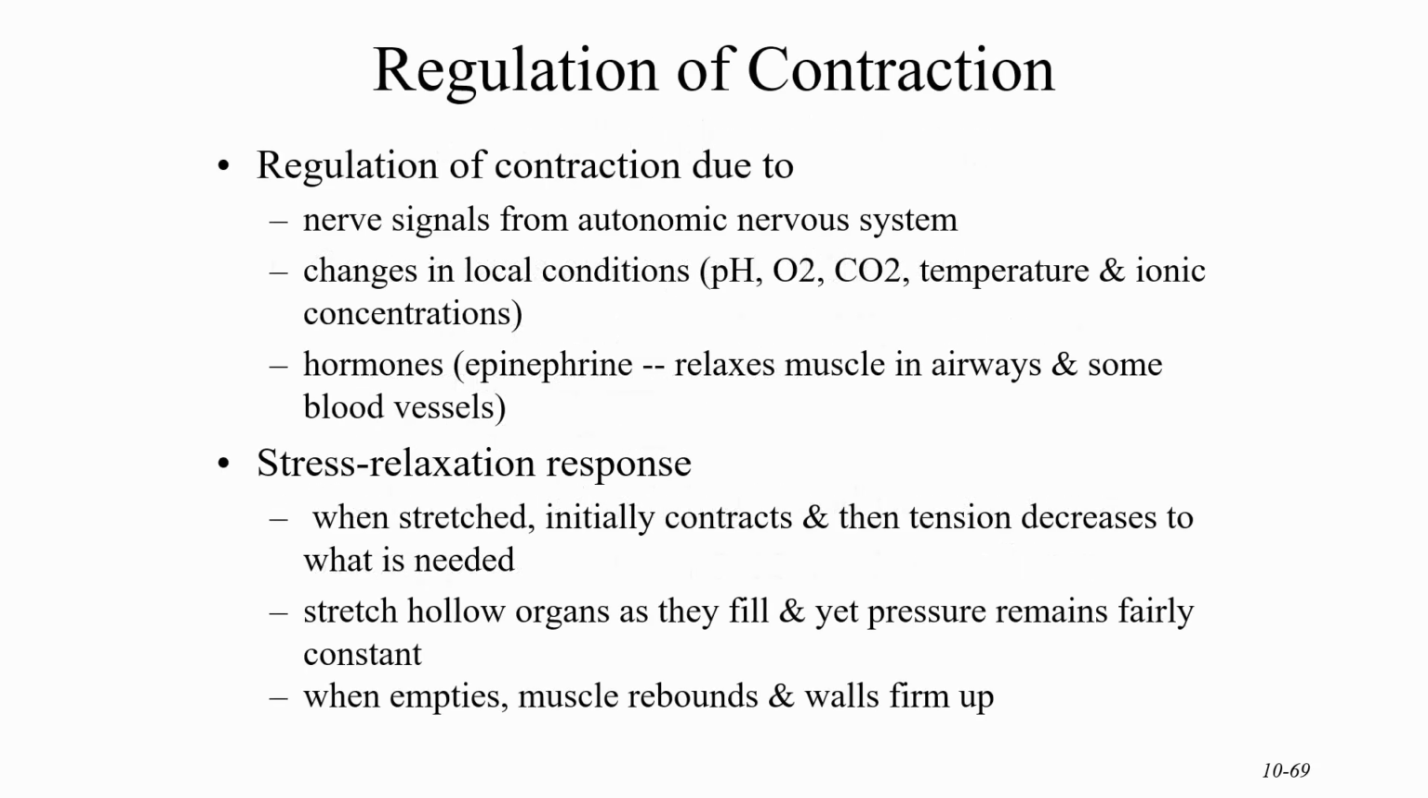Regulation of contraction. Regulation of contraction is due to nerve signals from the autonomic nervous system and changes in local conditions such as pH, oxygen levels, carbon dioxide levels, temperature, and ionic concentrations. Also, hormones can regulate contraction, such as epinephrine, which relaxes muscles in the airways and relaxes some blood vessels. Now, I said some blood vessels will actually contract, and epinephrine will cause blood pressure to increase.